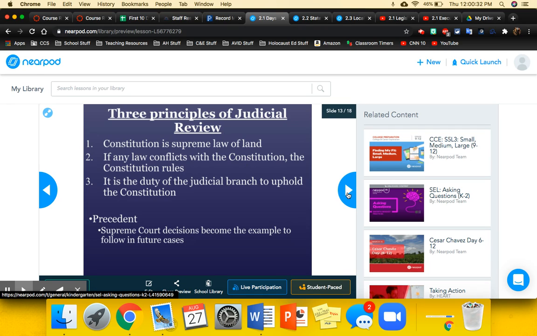All right, important term for you to understand, precedent. I've used this term, especially talking about the executive branch. It sounds similar to president, like the president of the United States, but precedent is basically an example, right? So the Supreme Court decisions become the example to follow in future cases. They set a precedent.